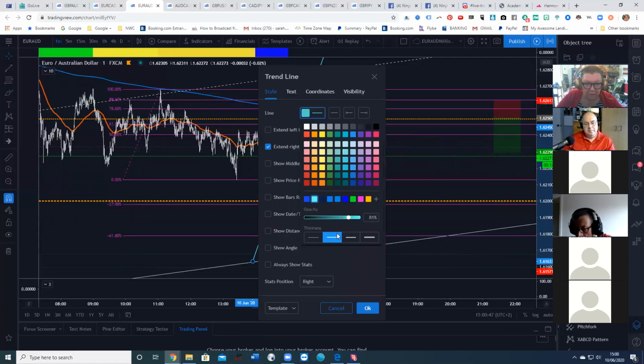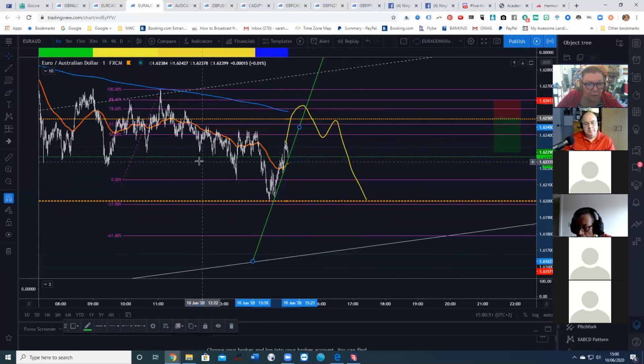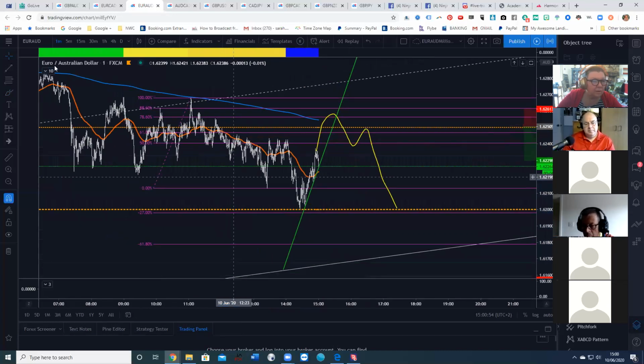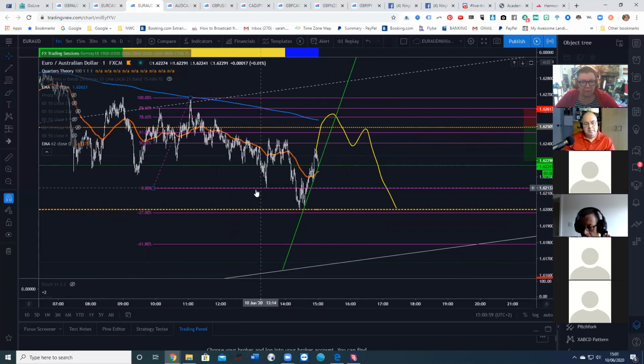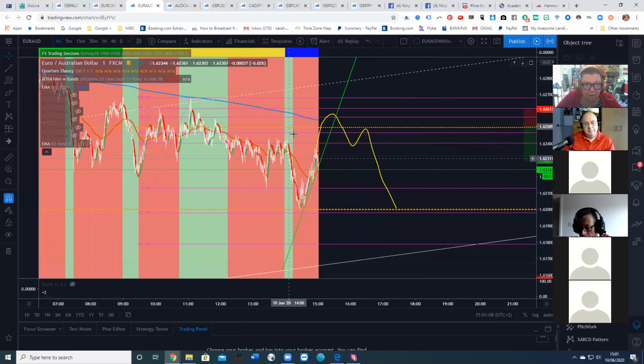Settings, green, there. And let me see what the hull says. Just what the 15-minute hull is saying. So it's testing the 62, but it's staying above it at the moment, and it just slips through a little bit. Right, the hull's gone to red on the 15-minute and turning red there.